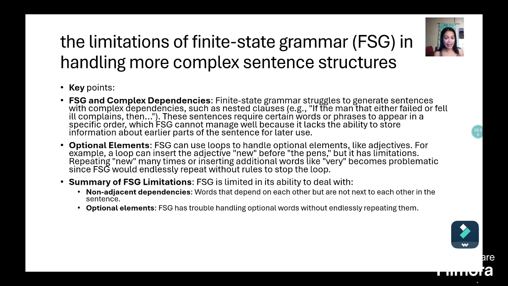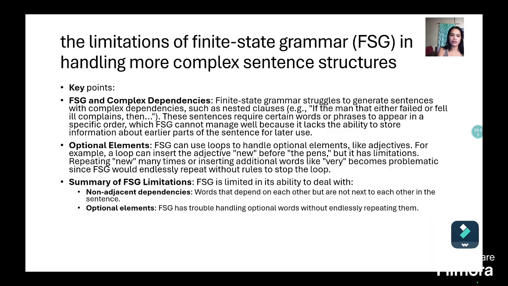Next, optional elements. Finite state grammar has trouble handling optional words without endlessly repeating them. So those are the limitations of finite state grammar in handling more complex sentences, non-adjacent dependencies, and optional elements.